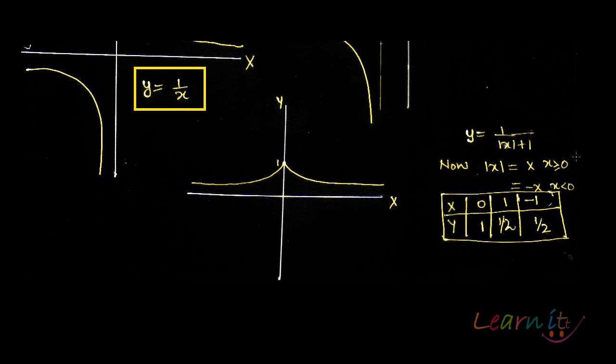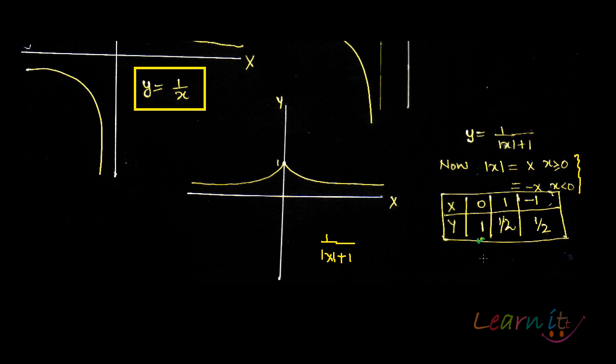So mod x is what? It is positive x when x is greater than or equal to 0. It is negative x when x is less than 0. Now let us give some numbers to this function. What happens to this function when x is 0? 1 upon mod x plus 1. When x is 0, mod x is 0. So 1 upon 0 plus 1 makes it 1, right? So this will become 1.